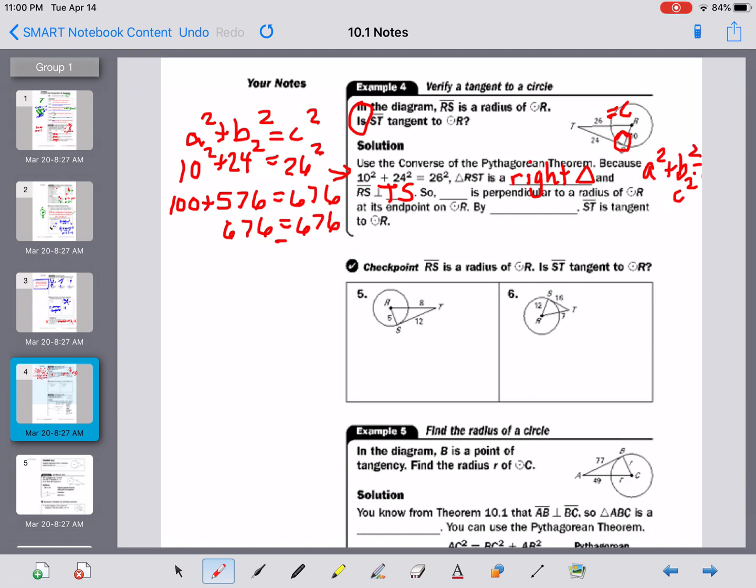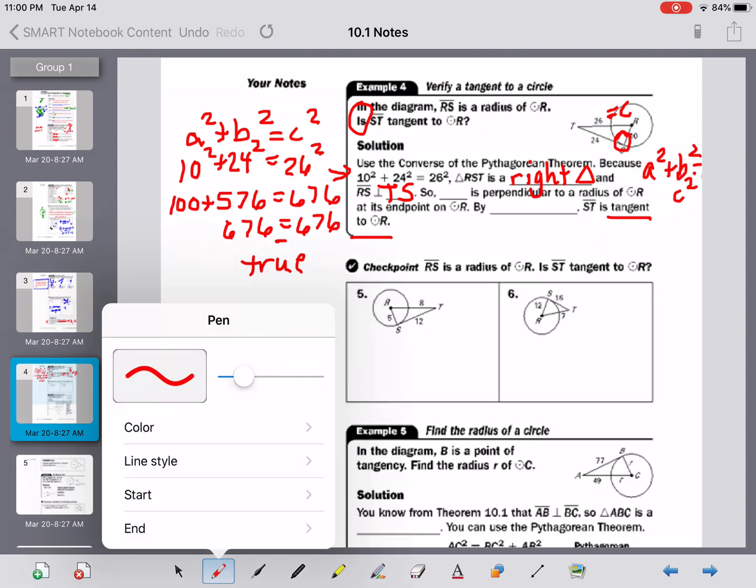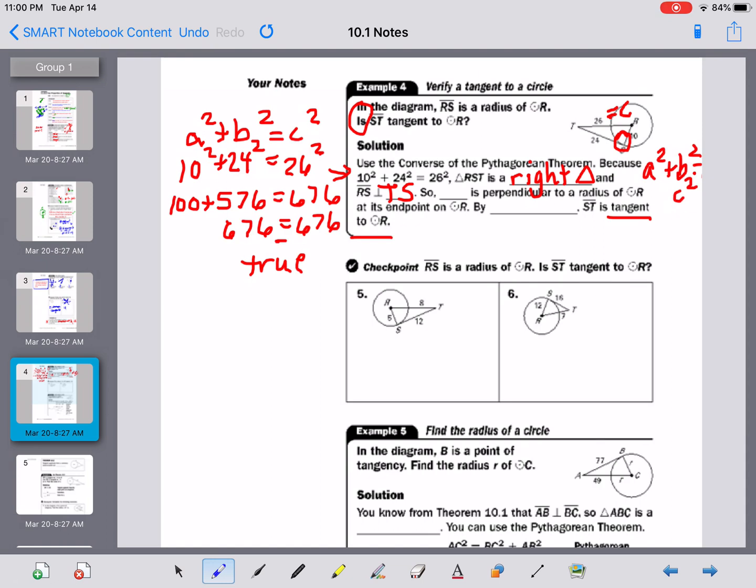Since this equals this, I have a right triangle, and that means I have a tangent line, because I have perpendicular lines there. So let's go ahead on number 5 and number 6 and check to see if these are also tangent lines with the same type of math. Now, one thing I want to warn you about on number 5: this 8 is only measuring from the edge of the circle out to T. So how long is it from R to T?